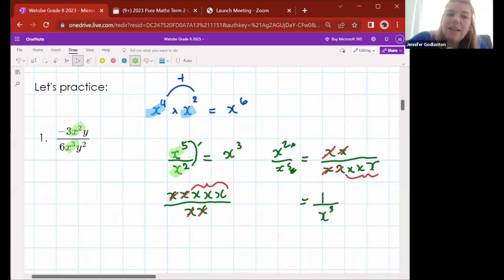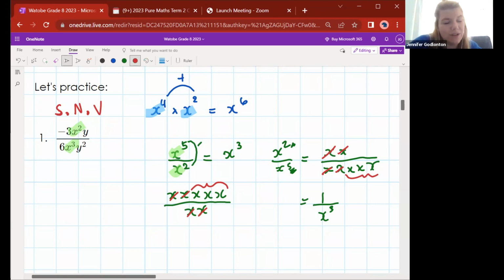The other important thing to keep in mind with this question is to remember to deal with signs, numbers, and then variables. So you're first wanting to look at what is my final answer going to be if I have a negative and a positive. Then you're going to look at your numbers. So how can you simplify 3 over 6?